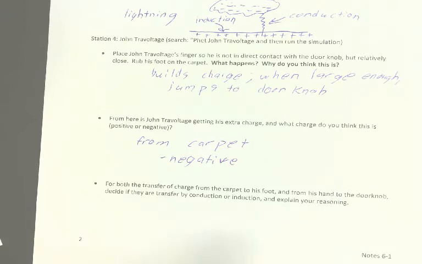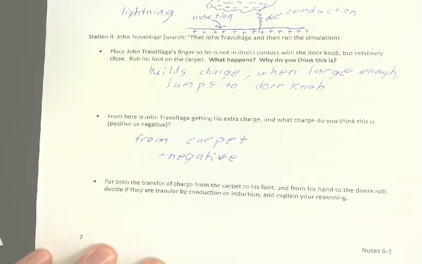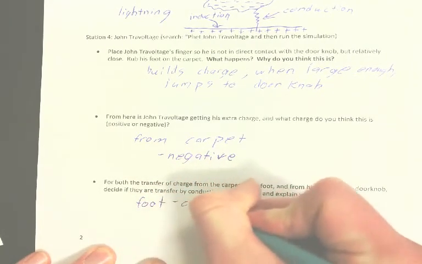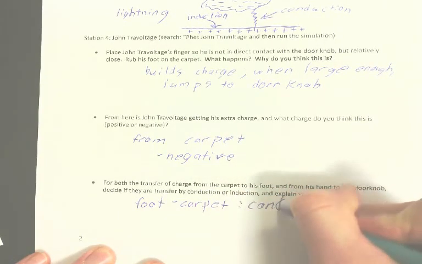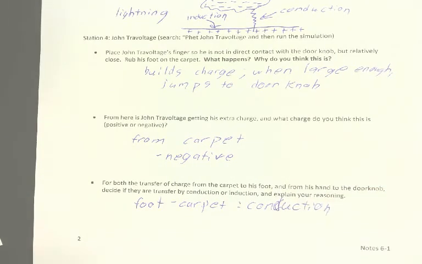What kind of transfer do we think this is? Nathan Wood, what do you think? Is this conduction? Is it induction? What do you think's going on? Induction. All right, why so? Because it's not making physical contact with the doorknob. Okay, so there's a couple of things going on here. So first of all, it is conduction between his foot and the carpet. He rubs his foot directly on the carpet, and so that's conduction.